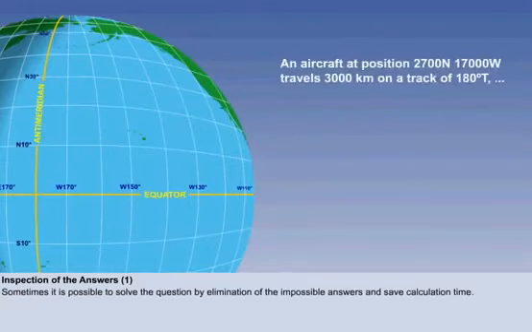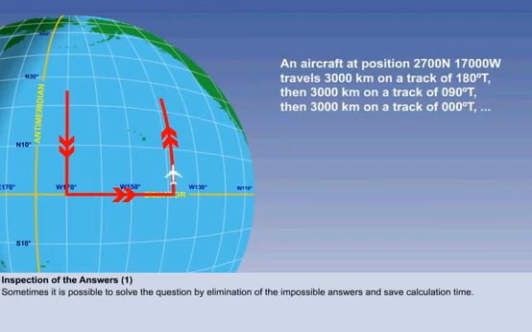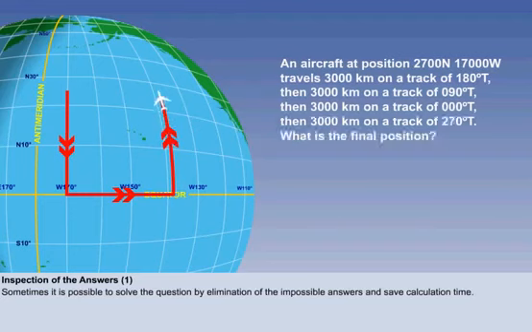An aircraft at position 27 north and 170 degrees west travels 3,000 kilometers on a track of 180 true. Then 3,000 kilometers on a track of 090 true. Then 3,000 kilometers on a track of 000 true. Then 3,000 kilometers on a track of 270 true. What is the final position?